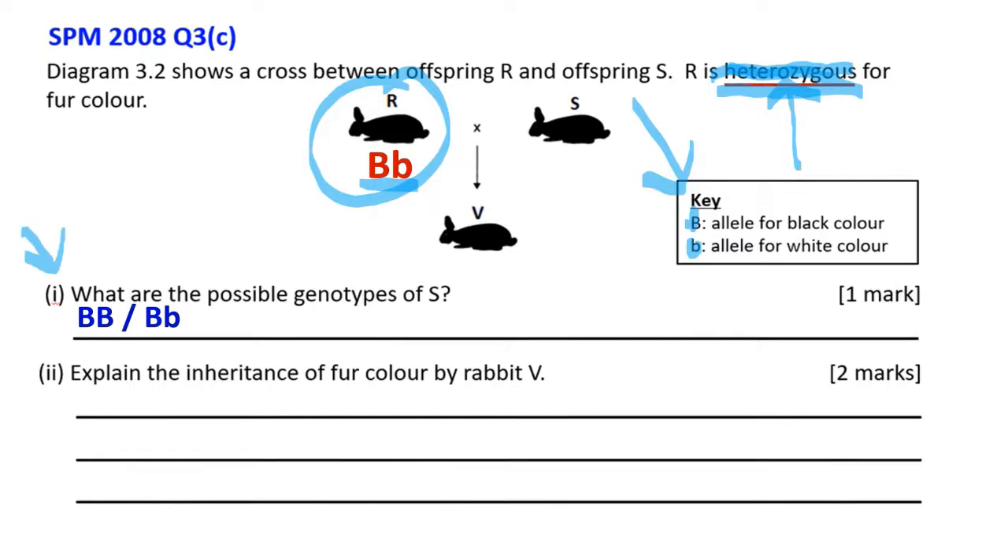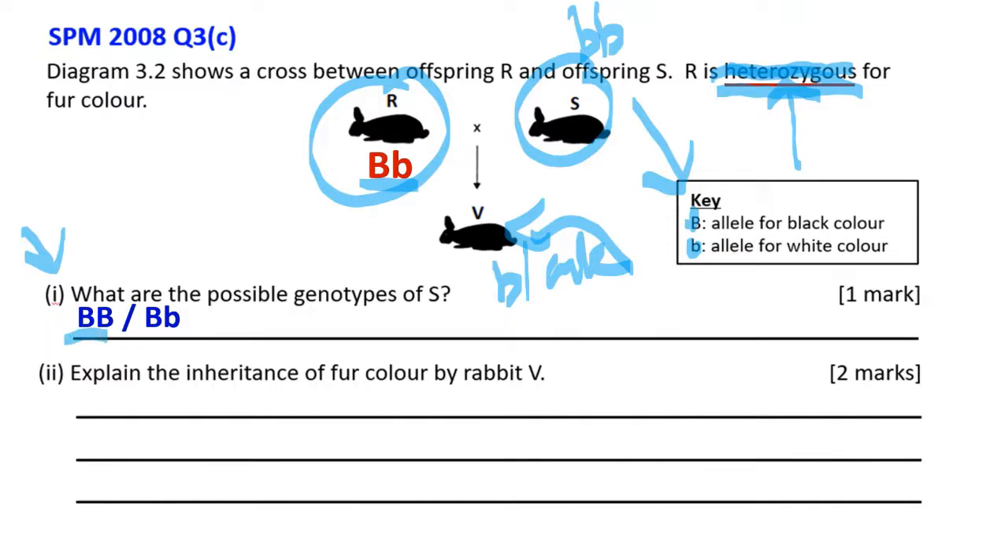Question number 1. What are the possible genotypes of S? Looking at the offspring, R is black color. So it is impossible for the genotype of S to be small b and small b, because this would give a chance of producing offspring with white fur color. So the possible genotype of S can be big B big B, or big B small b.